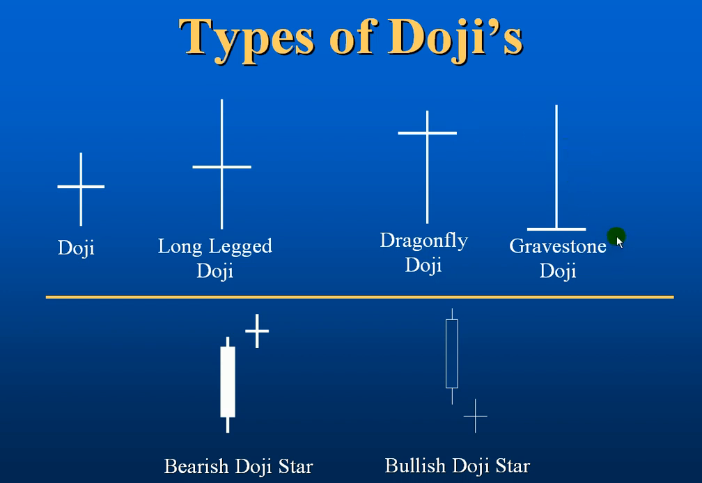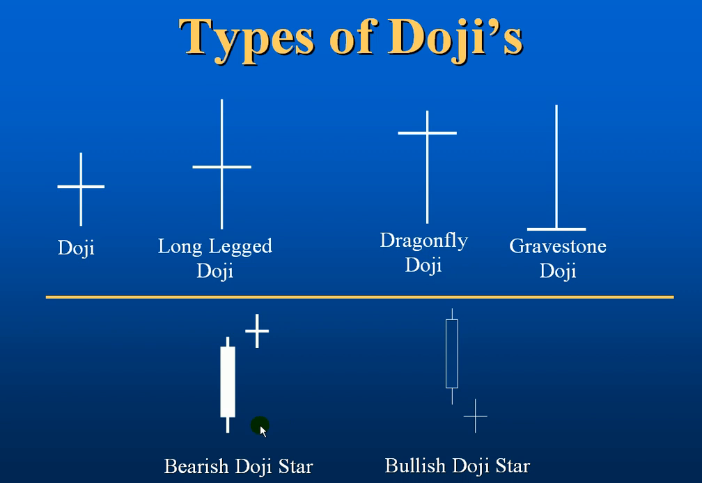Gravestone doji is not very common at all. It simply, once again, means that there's an exhaustion to the upside in this case, and price opens and closes at the base of the candlestick, or in the opposite, at the top of the candlestick if this were turned upside down.